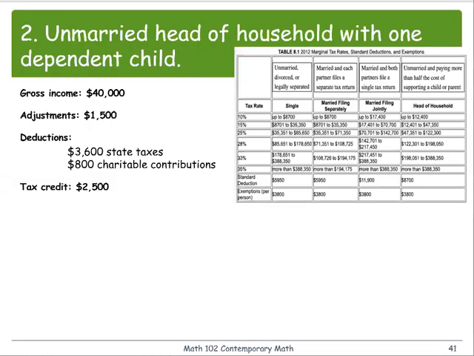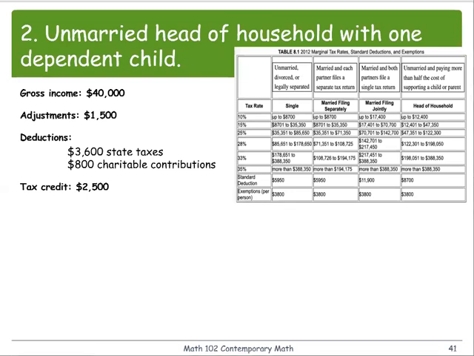The second example of calculating the income tax is about the unmarried head of household with one dependent child. Given the information, gross income is $40,000, adjustments is 1,500, deductions 3,600 for the state tax, 800 for the charitable contributions, and tax credit for 2,500.